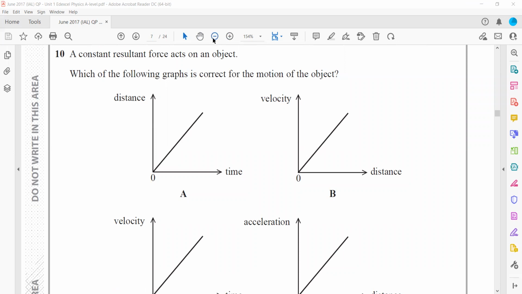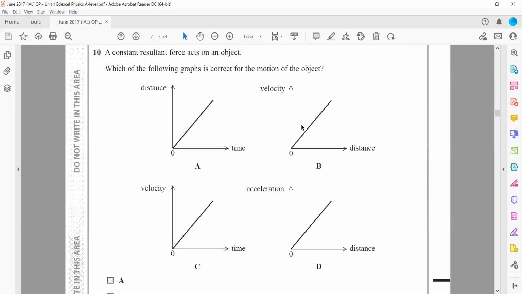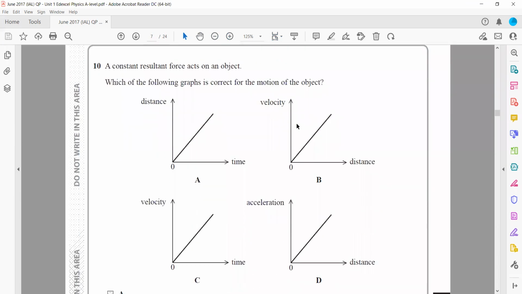A constant resultant force acts on the object. Which of the following graphs shows the motion? Whenever we know force and acceleration are directly proportional, resultant force is directly proportional to acceleration. They mention force is constant. If force is constant, what happens to acceleration? It should also be constant. Here, in the distance-time graph, the slope represents speed. So speed is constant, and if speed is constant, acceleration is 0.